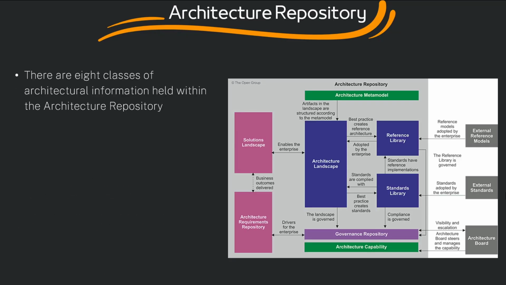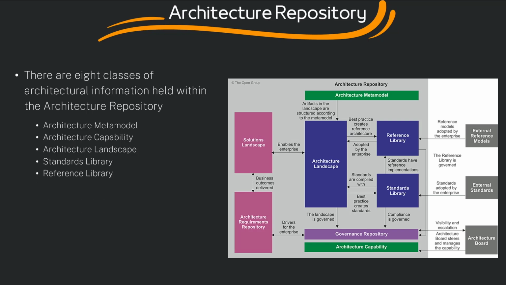There are 8 classes of architecture information held within the architecture repository: architecture metamodel, architecture capability, architecture landscape, standards library, reference library, governance repository, architecture requirements repository, solution landscape.